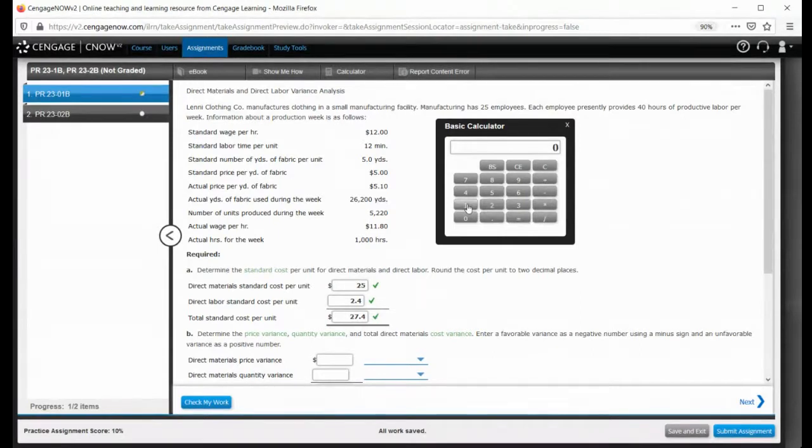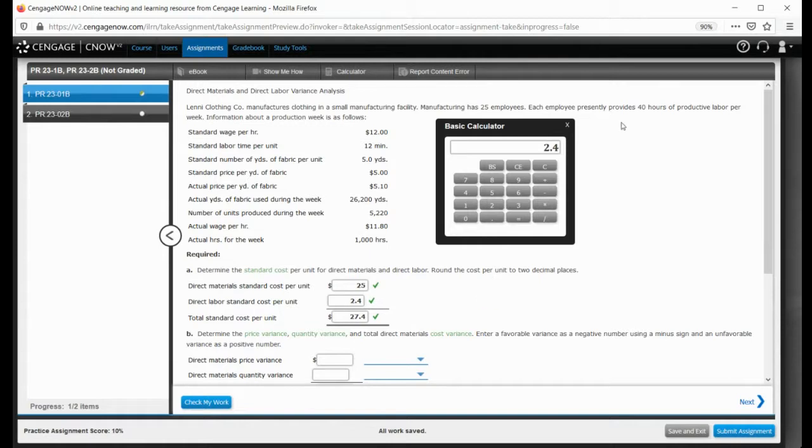So again, I'm taking 12 minutes. That's what they gave me here as the standard labor time per unit. I'm going to convert 12 minutes to an hour, so we want to divide 12 minutes by 60 minutes. That will give you 0.20 parts of an hour, or 20% of 1 hour. Then I'm going to multiply that by $12, and that will give you $2.40 as our direct labor standard cost per unit. Does that clear up your question? Yes. Okay. Thank you.